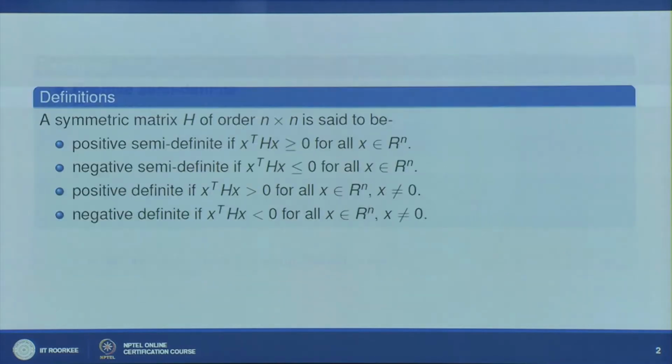Now, from these definitions you can easily see that if a matrix H is positive semi-definite, then minus H will be negative semi-definite, because when you multiply both sides by minus 1, minus H will definitely be negative semi-definite. And similarly, if a matrix H is positive definite, then negative of H will be negative definite, because the inequality holds.